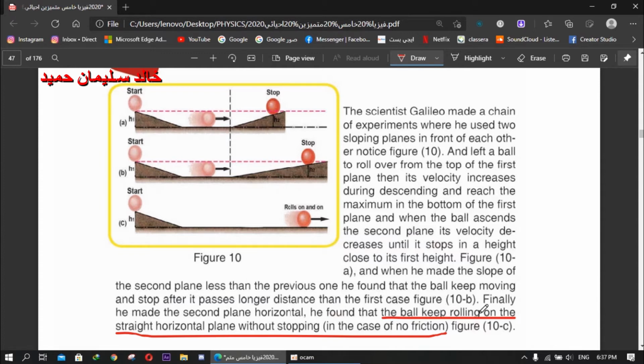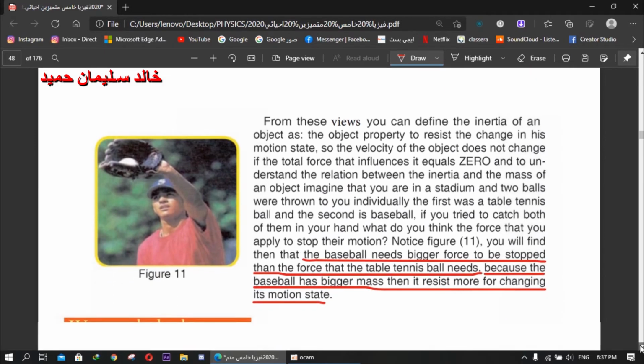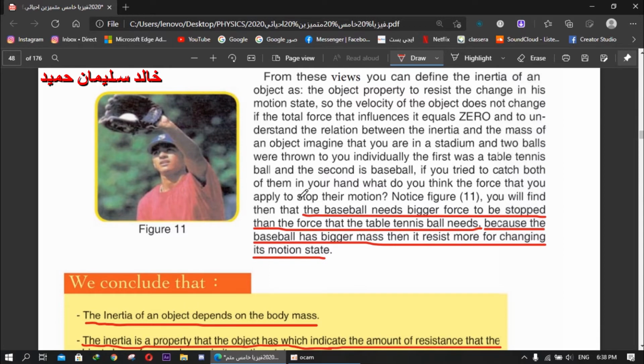So the ball keeps rolling on the straight horizontal plane without stopping in the case of no friction and no air resistance. Also, see this figure. The baseball needs a bigger force to be stopped than the force that the table tennis ball needs, because the baseball has bigger mass, so it resists more for changing its motion state.